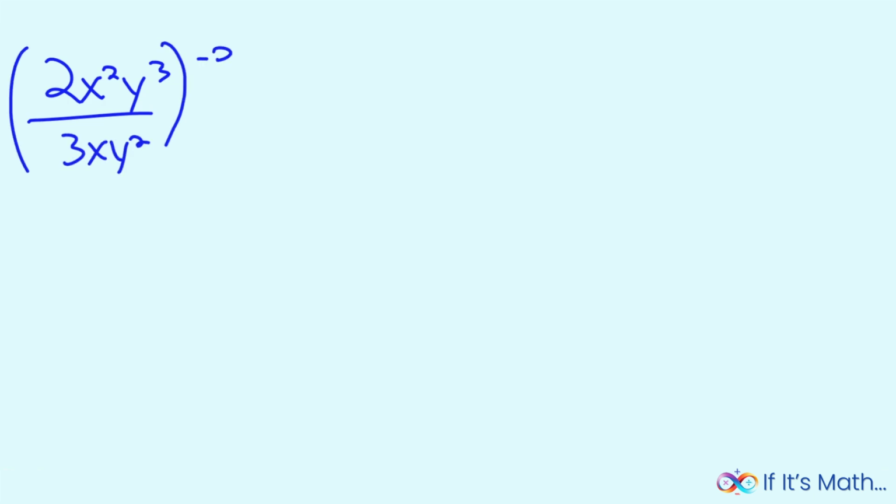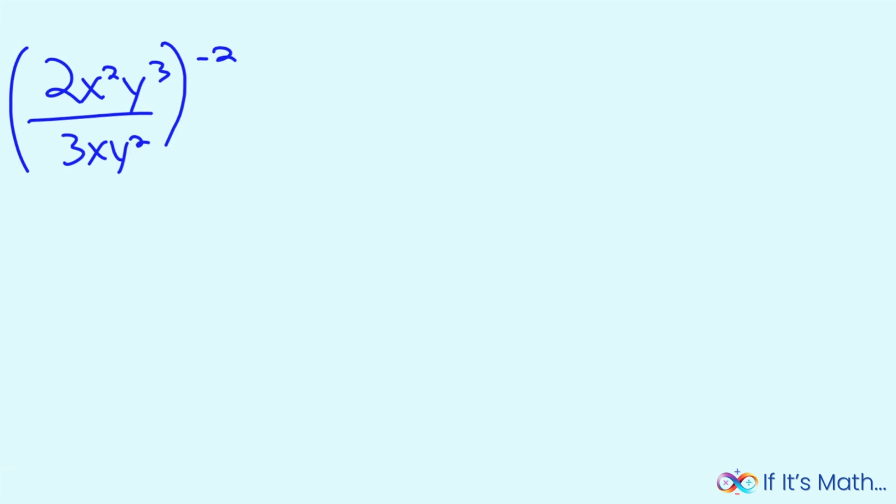So we're going to do 3 more. So now let's take it up one more level. All the examples that we've been looking at so far just had variables. We didn't have any numbers in there. So let's throw a number in and see what happens. So if we have 2x squared y to the 3rd over 3xy squared, I'm going to do all that raised to the negative 2nd power.